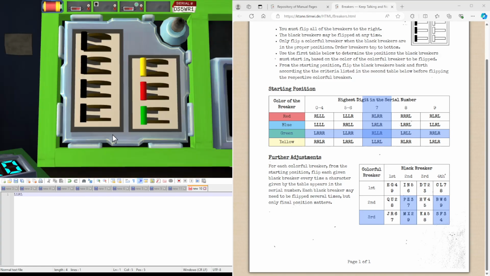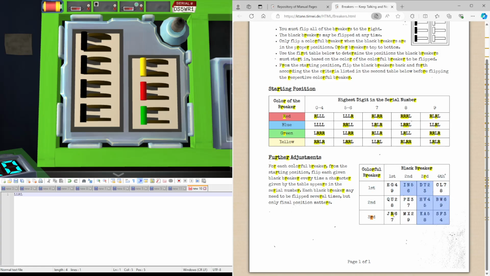Let's do another example. So let's start with this again, figuring out what we're flipping for the further adjustments first. So we first had D, which flips this one. S, which flips that one. 5, which flips all 3 of these. W, which flips that one. R, which flips that one. And 1, which flips none of them.